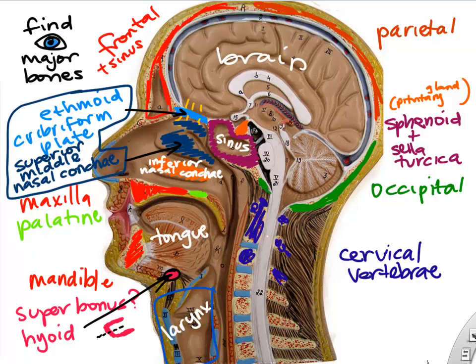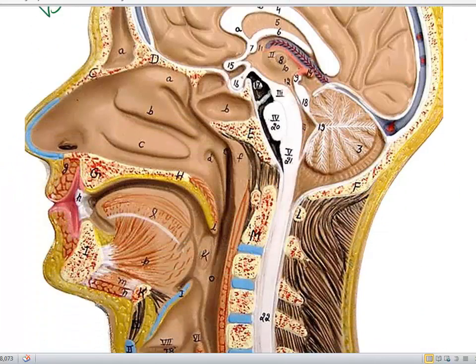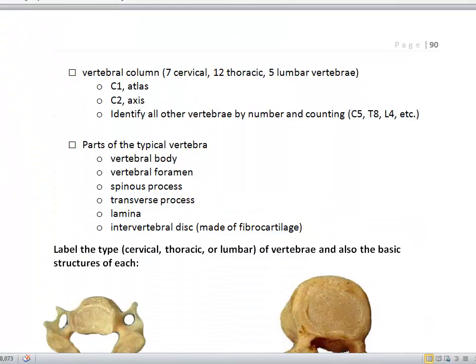And just keep in mind some of the soft tissues in there, our tongue and our brain and our spinal cord, are all pretty easy to see. So again, learning the bones within the sagittal cut is a little more advanced.